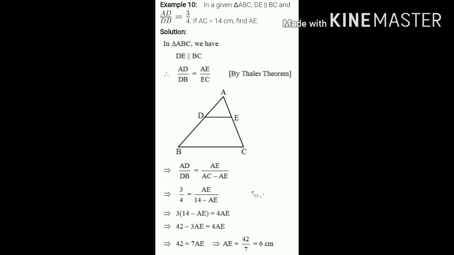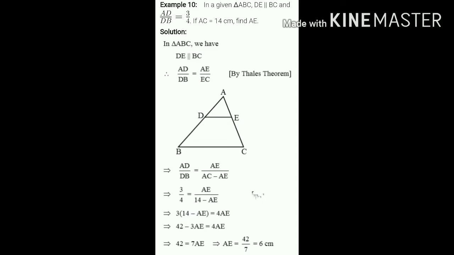In triangle ABC, since DE is parallel to BC, by applying the Thales theorem, we can write the sides which are proportional. That is, AD by DB is equal to AE by EC. You can observe in the second step here, EC is written as AC minus AE, because the measure of AC is given here, so we are converting EC as AC minus AE. Now by substituting the given values, we get the third step, which is 3 by 4 is equal to AE by 14 minus AE.